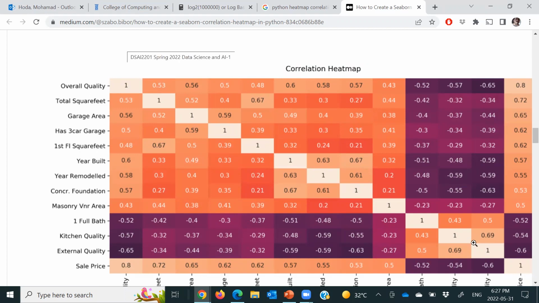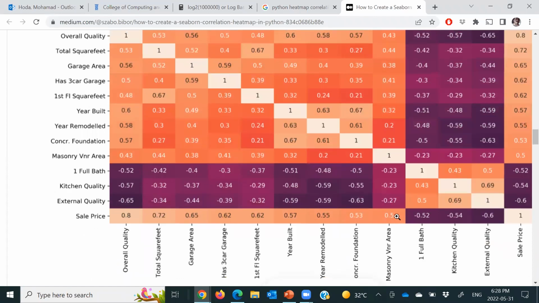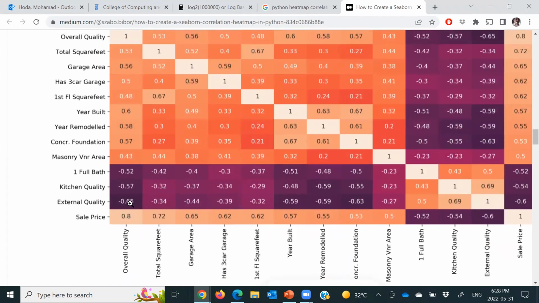Where do we have, for example, a negative correlation? Something increases, the other one decreases. Where do you think? Can you see them? Wherever I have negative, it means that something increases, the other one decreases. Let's look at, for example, this one here.